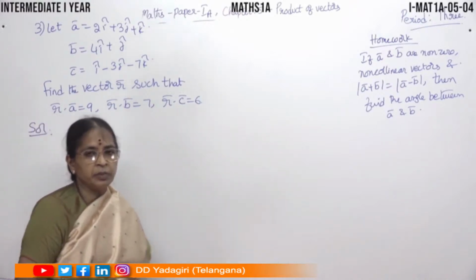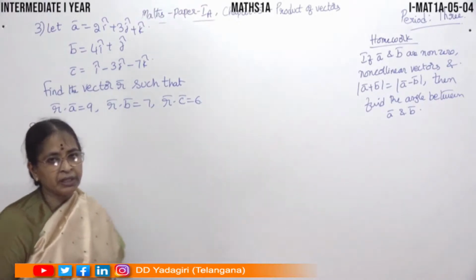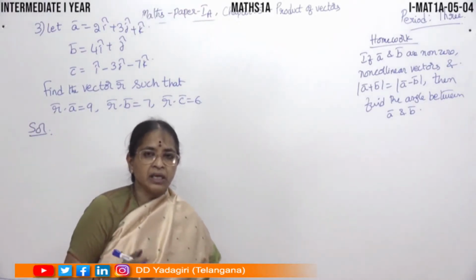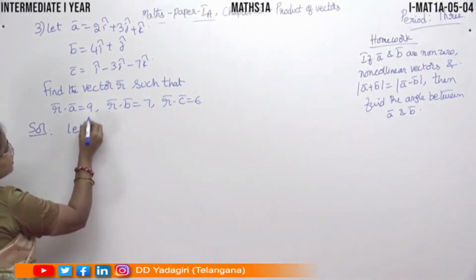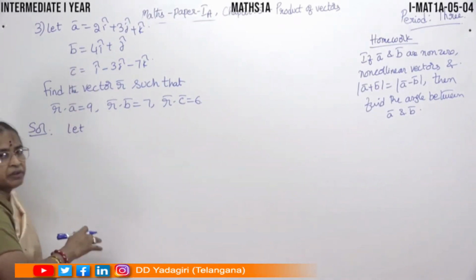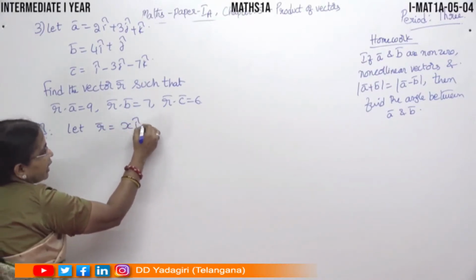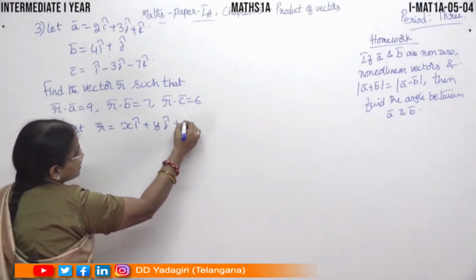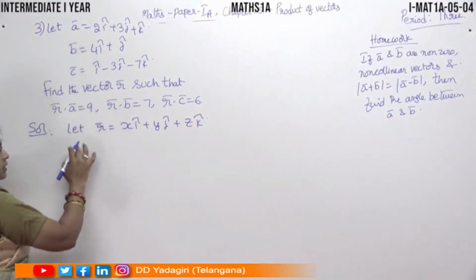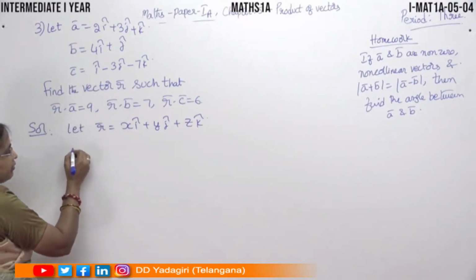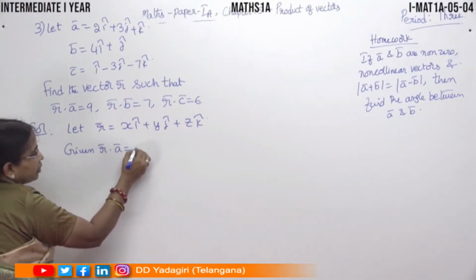So how to do such problems? Generally, when we have to find some vector R, the variable vector R, we take that vector as xi plus yj plus zk. So we'll write all the given vectors A, B, C, and then we'll write let R is equal to xi plus yj plus zk. Now you are given R dot A is equal to 9.